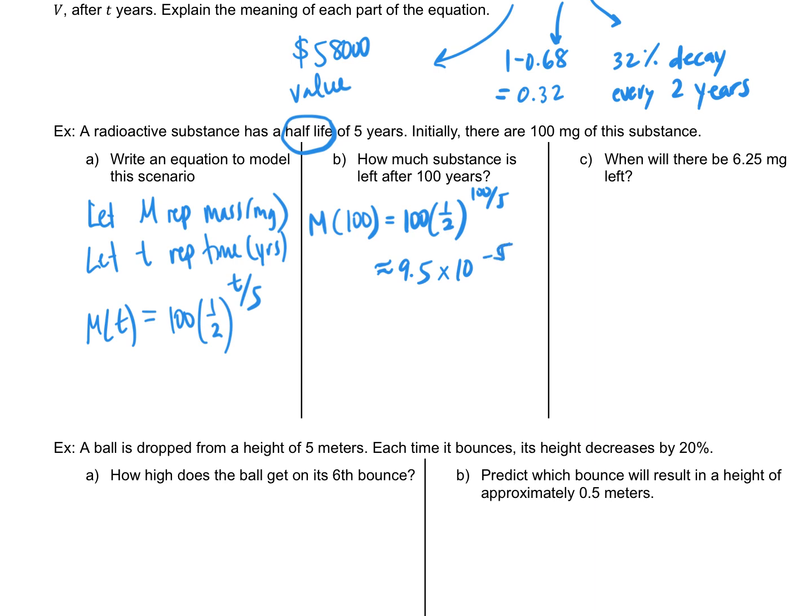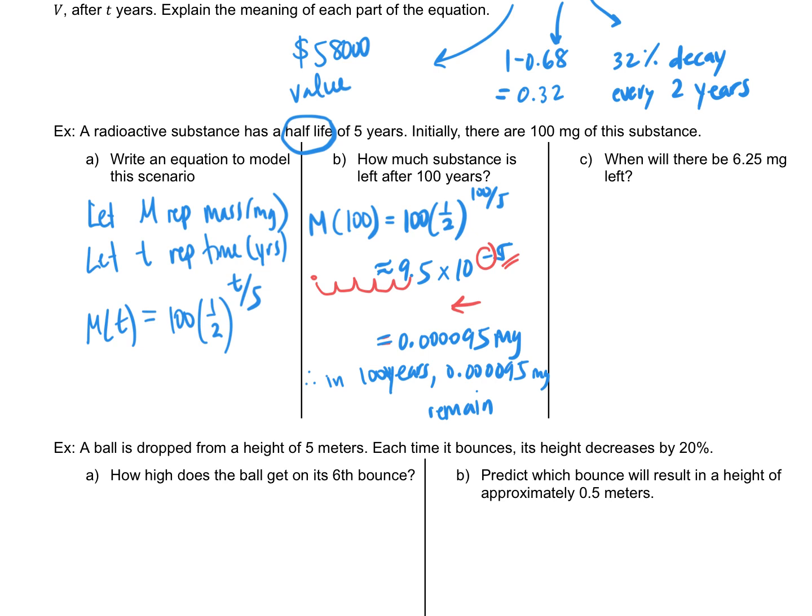If you want to write that without this scientific notation, the fact that this exponent is negative means we have to move our decimal to the left, and we're going to move the decimal to the left 5 times. So 1, 2, 3, 4, 5. This is where my decimal should end up, and the rest should be zeros. So 0.0000 and then 95 milligrams. So therefore, in 100 years, 0.000095 milligrams remain.